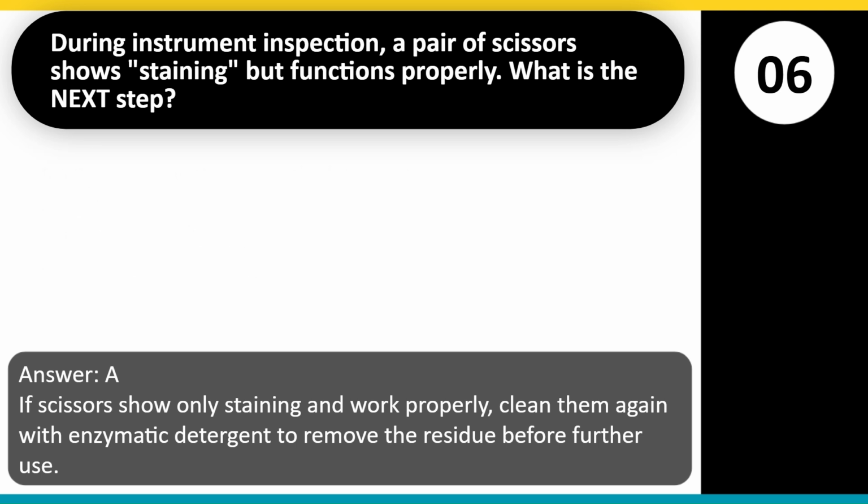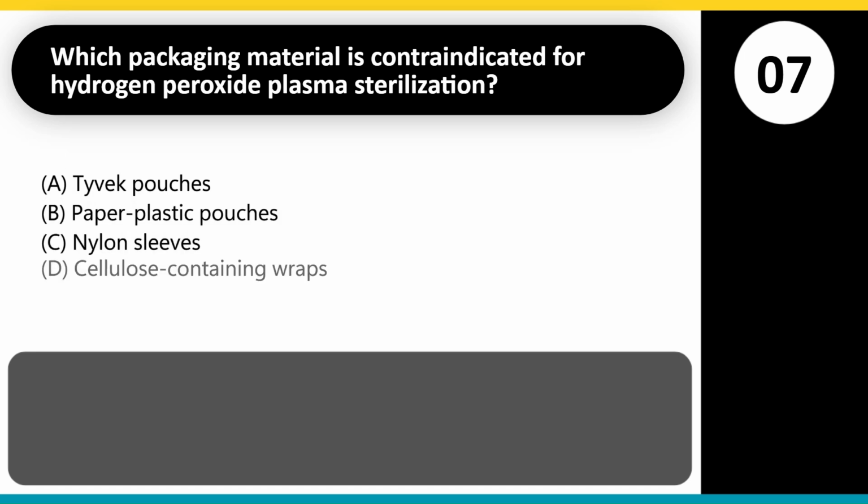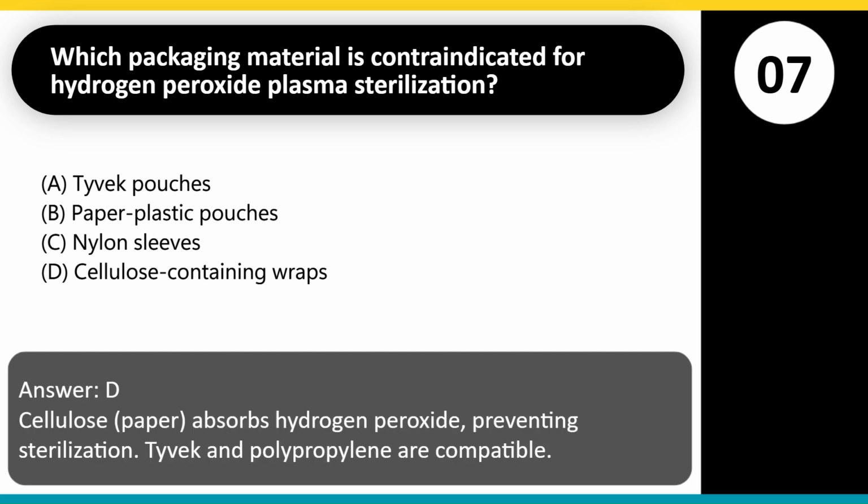Which packaging material is contraindicated for hydrogen peroxide plasma sterilization? A. Tyvek pouches. B. Paper plastic pouches. C. Nylon sleeves. D. Cellulose-containing wraps. Answer, D. Cellulose, paper, absorbs hydrogen peroxide, preventing sterilization. Tyvek and polypropylene are compatible.